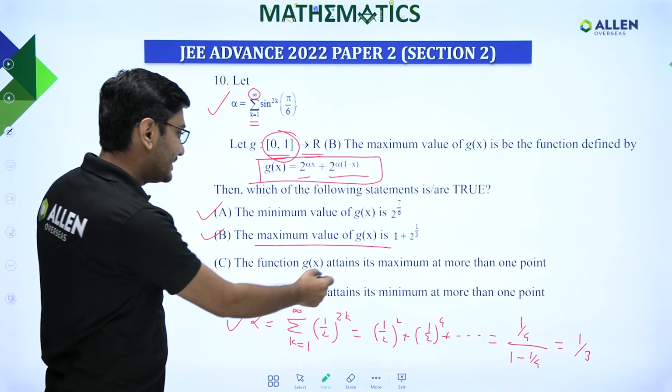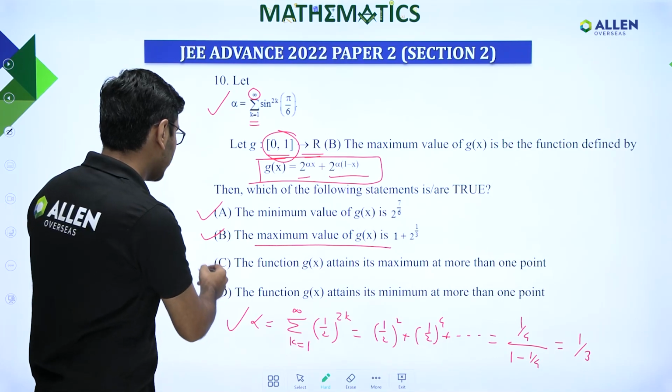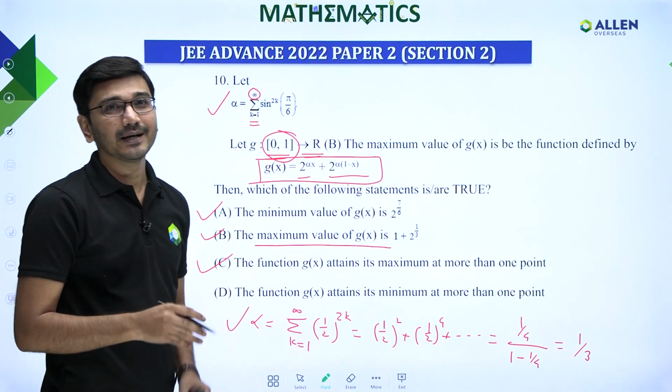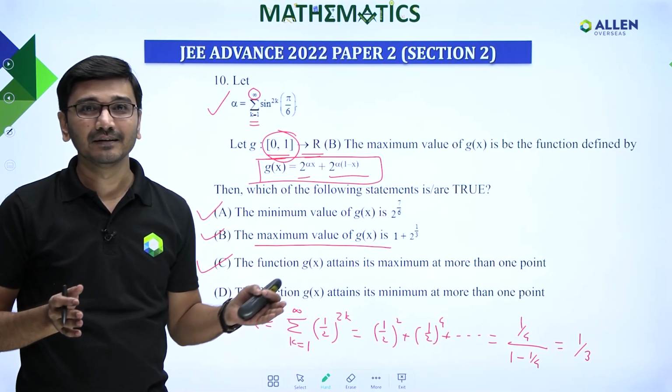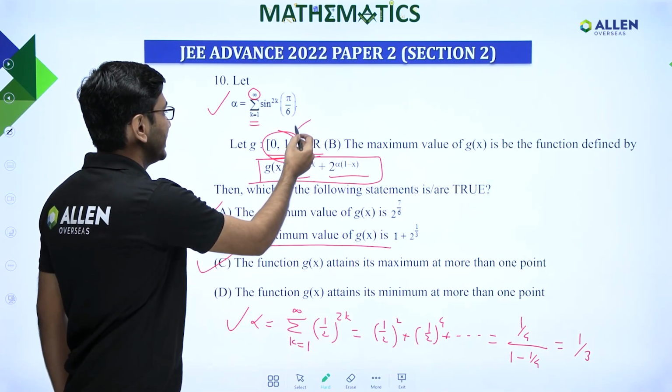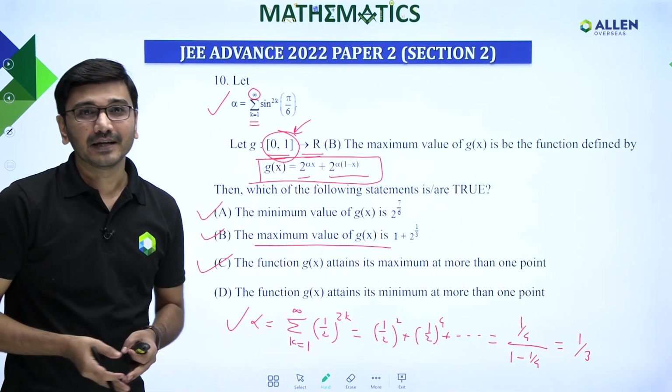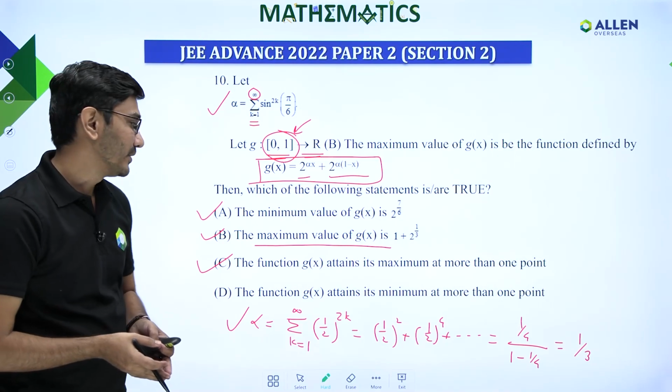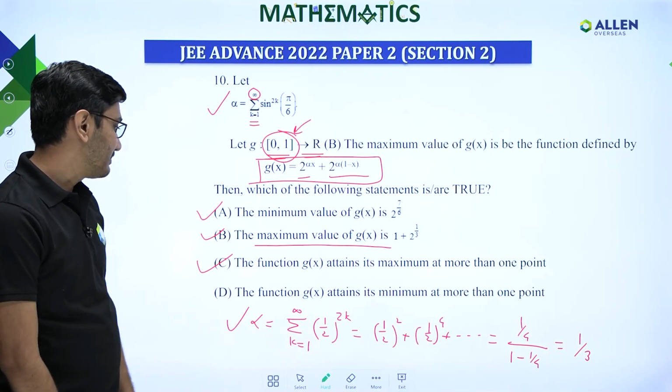and g of x attains its maximum at more than 1 point, that is also correct, because we are getting maximum value at the extreme points of the domain at 0 and 1. 0 and 1 are actually included in the domain, therefore, at these points we are getting maximum value, those we can include definitely. So, these three options A, B, C are correct.